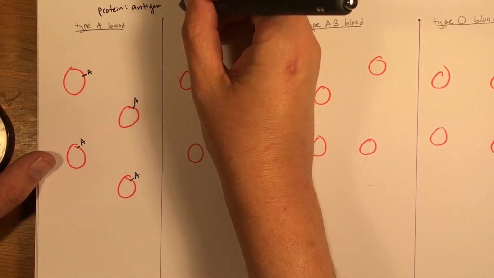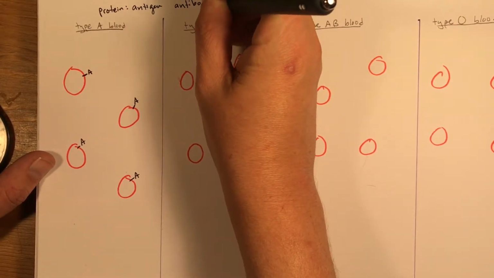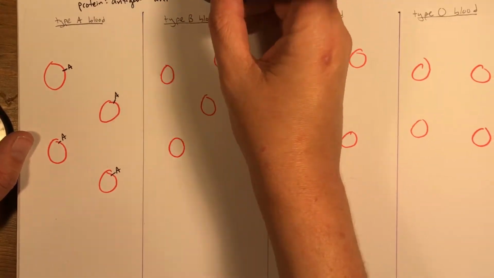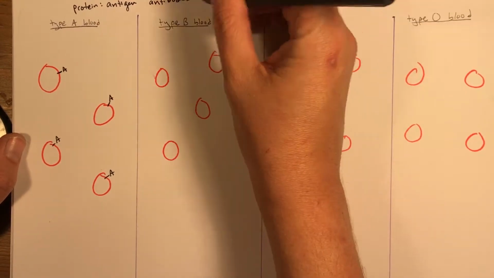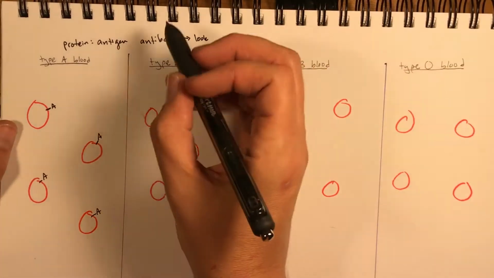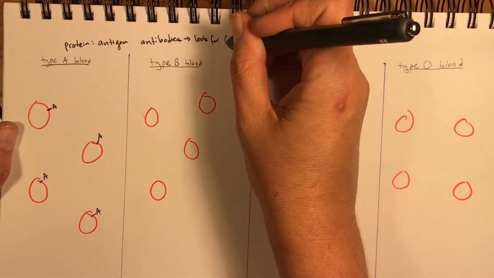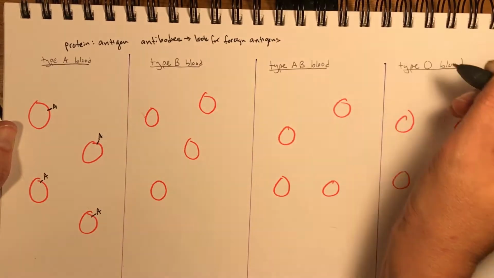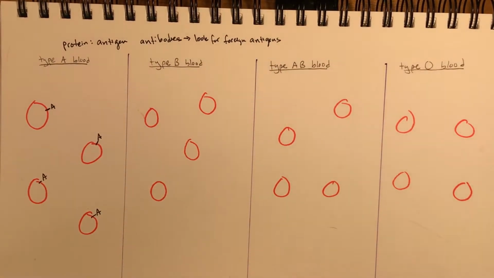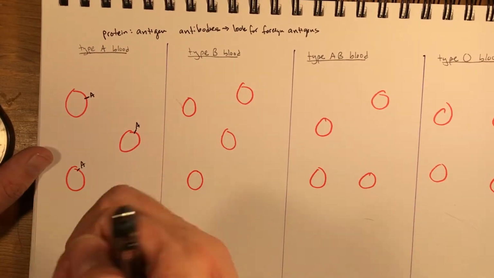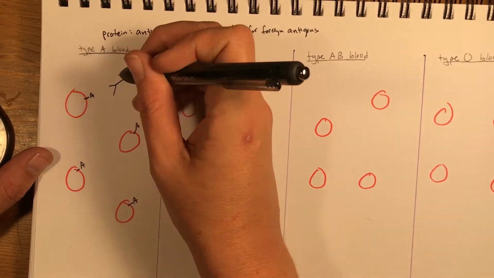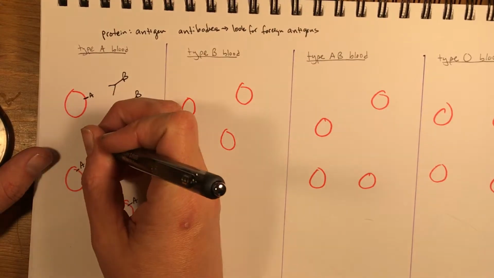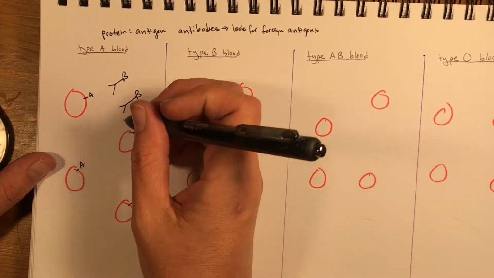And then we have antibodies in our blood that are specific for certain antigens. Antibodies look for foreign antigens. And that'll tell them, oh no, we've seen this before and it's bad. Somewhere in evolution, people who had A-type blood developed these antibodies that are anti-B. So anytime they find a B protein, they're going to attack it and they're going to make sure the body destroys it.